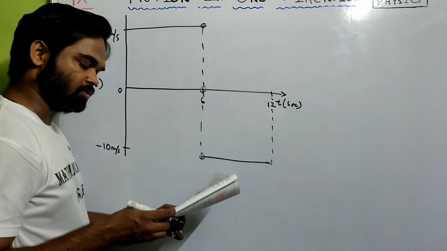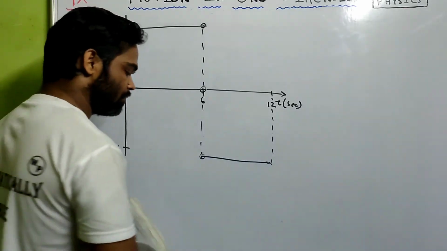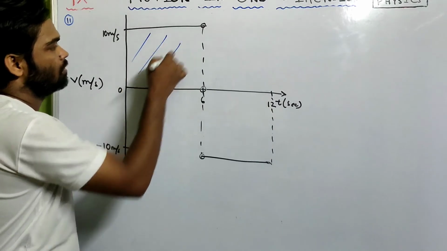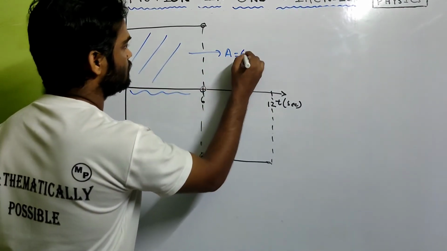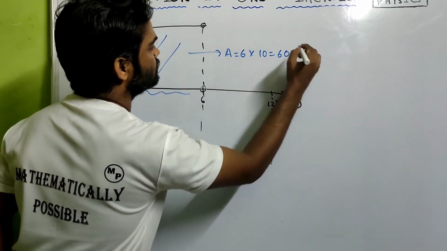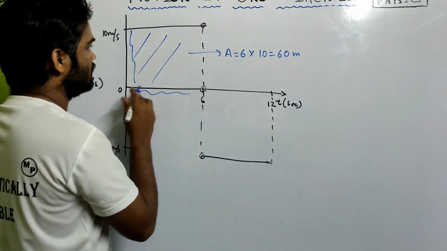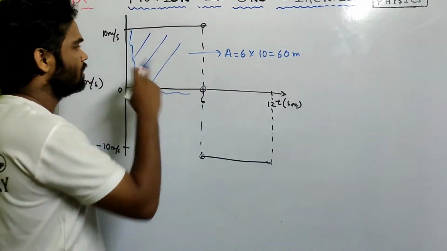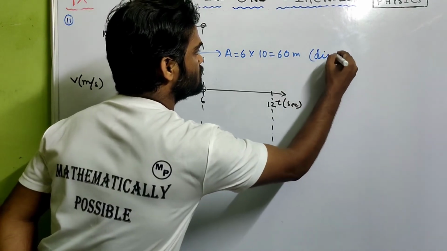This is the velocity time graph, and use it to find the total distance traveled by the ball and its displacement. See, when you talk about distance traveled, area of this will be length into breadth, which is 60 meter. Because area gives you, area is what? This is 6 seconds. This is 10 meter per second. So 6 seconds into 10 meter per second, velocity into time gives you distance or displacement. This is distance.